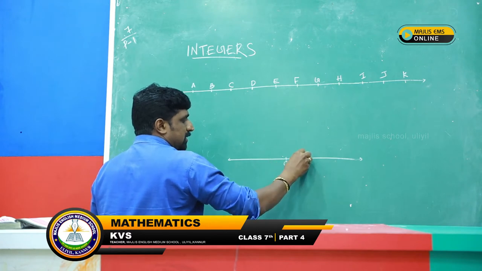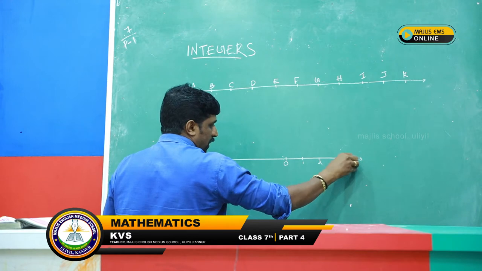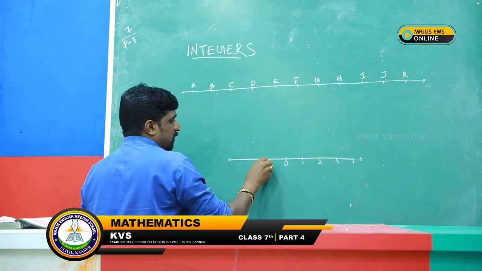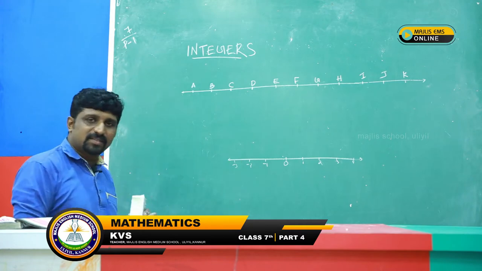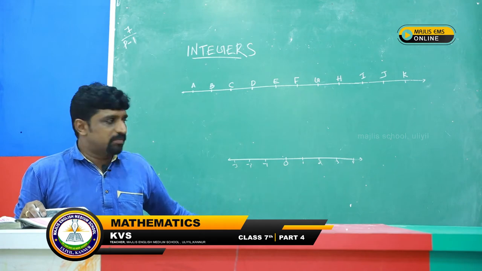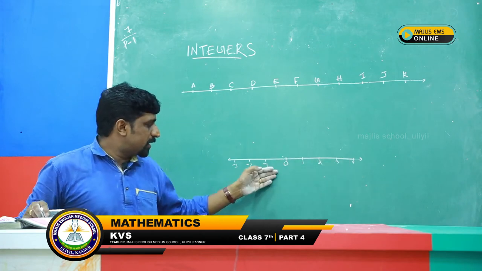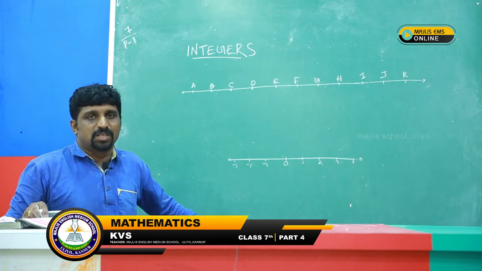Suppose like this, normally when we draw a number line like this, here 0, on this side we can mark positive numbers 1, 2, 3, 4 like that. On this side we can consider negative 1, negative 2, negative 3 like this. Therefore this is known as a number line including integers, because 0, 1, 2, 3, 4 and this side minus 1, minus 2, minus 3 together are known as integers.